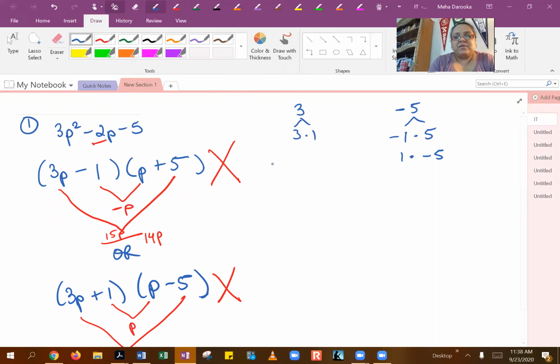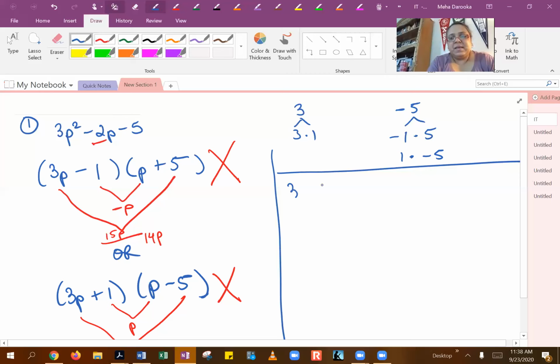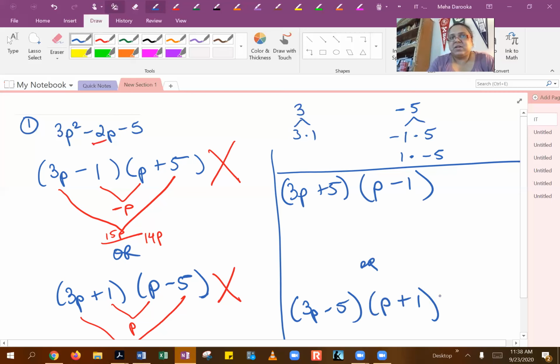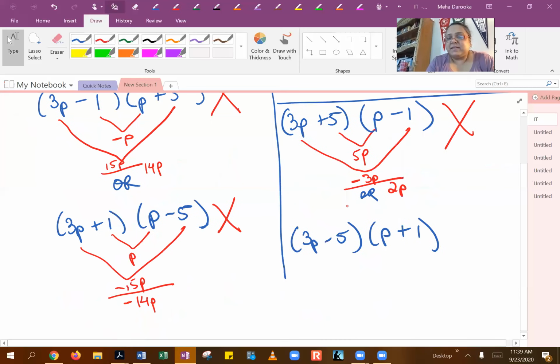So then what we would have to do is switch the places of 1 and 5. So you can do 3p plus 5, p minus 1, or we would have to do 3p minus 5 and then p plus 1, and then you would have to see which one of these combinations would work out. So multiplying these guys together gives us 5p. Multiplying these guys together will give us negative 3p. When we add them together, that's a positive 2p. And of course, we're looking for negative 2p. So this guy is gone. So obviously, this is our last hope over here.